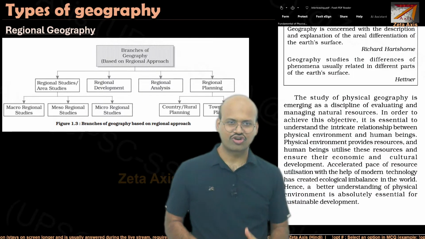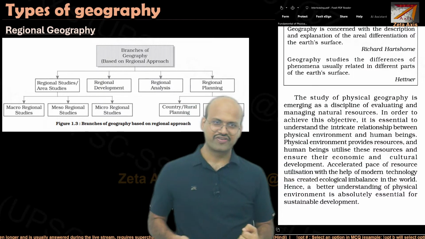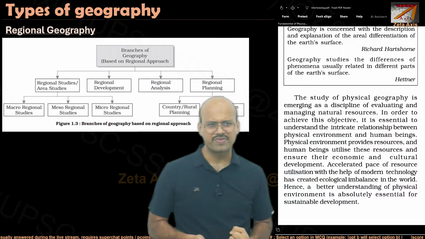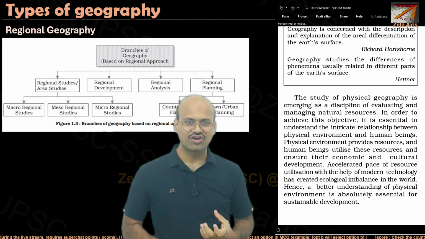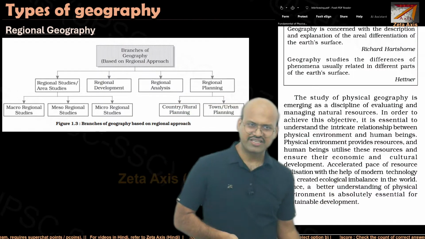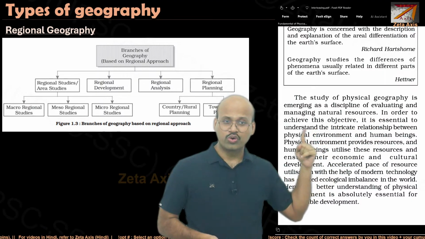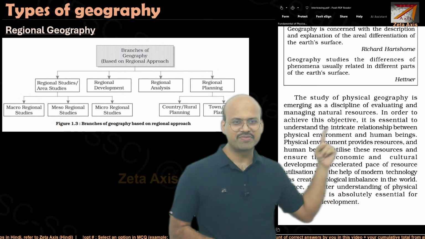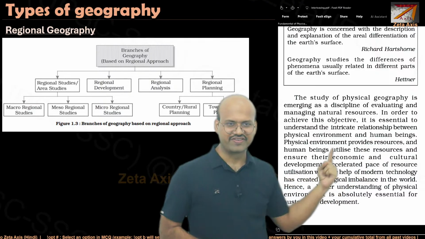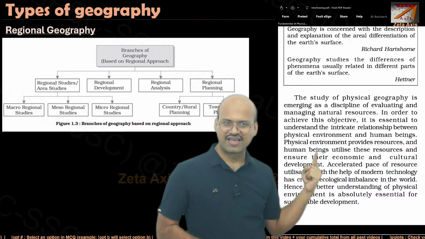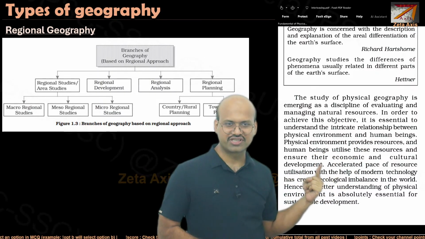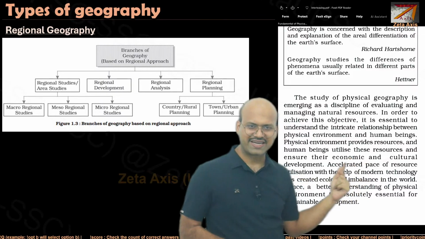The study of physical geography is emerging as a discipline of evaluating and managing natural resources. Obviously, our technology and our understanding of nature is increasing, so this field is also increasing. In order to achieve this objective, it is essential to understand the intricate relationship between physical environment and human beings. Physical environment provides resources, and human beings utilize these resources and ensure their economic and cultural development.